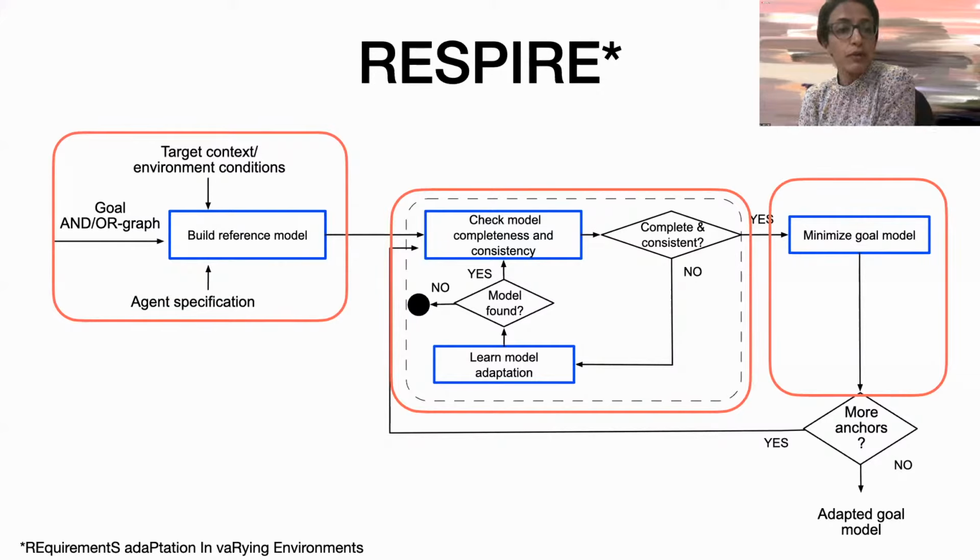But first, what RESPIRE does to do the adaptation is build what we call a reference model. That is built from the goal model of the source context, the environment conditions of the new context to which we want to adapt, and the agent or software specifications in terms of their capabilities. So what we want to describe is, for every agent or component of the software, what can they monitor and what can they control?